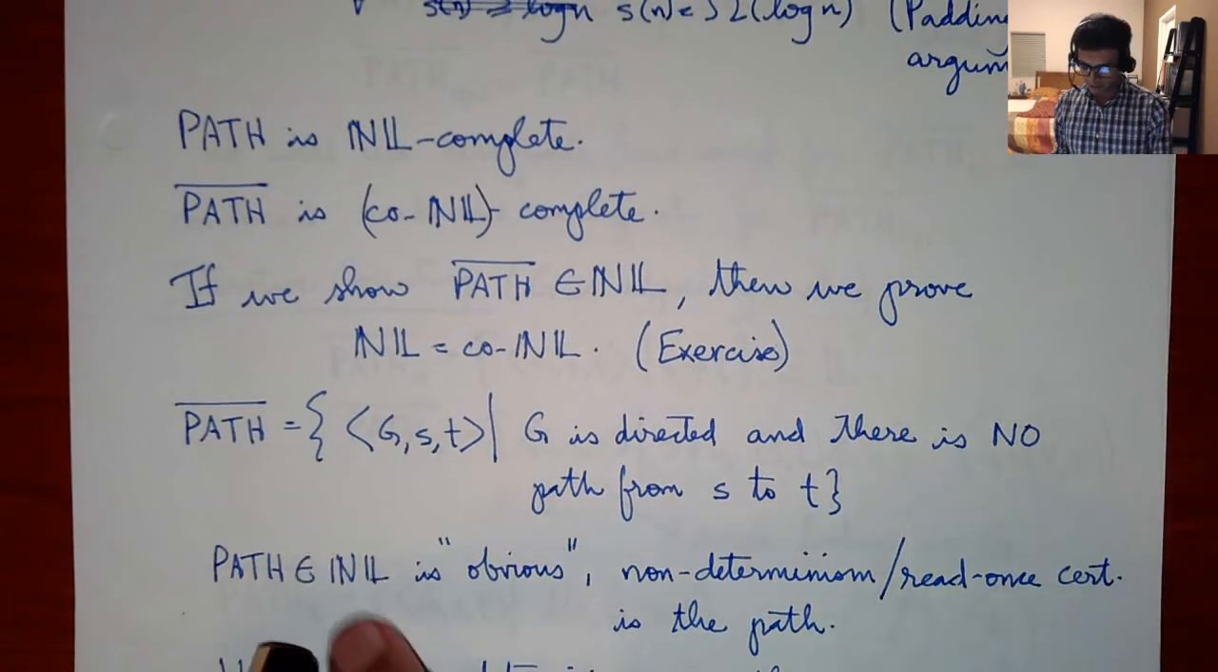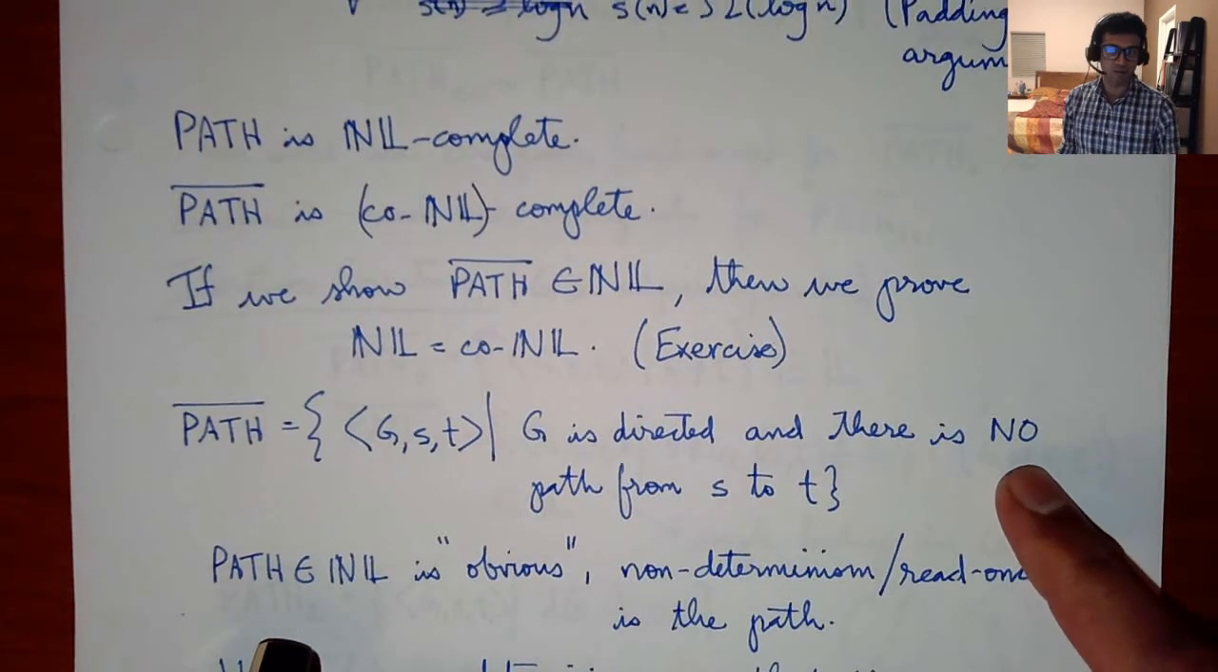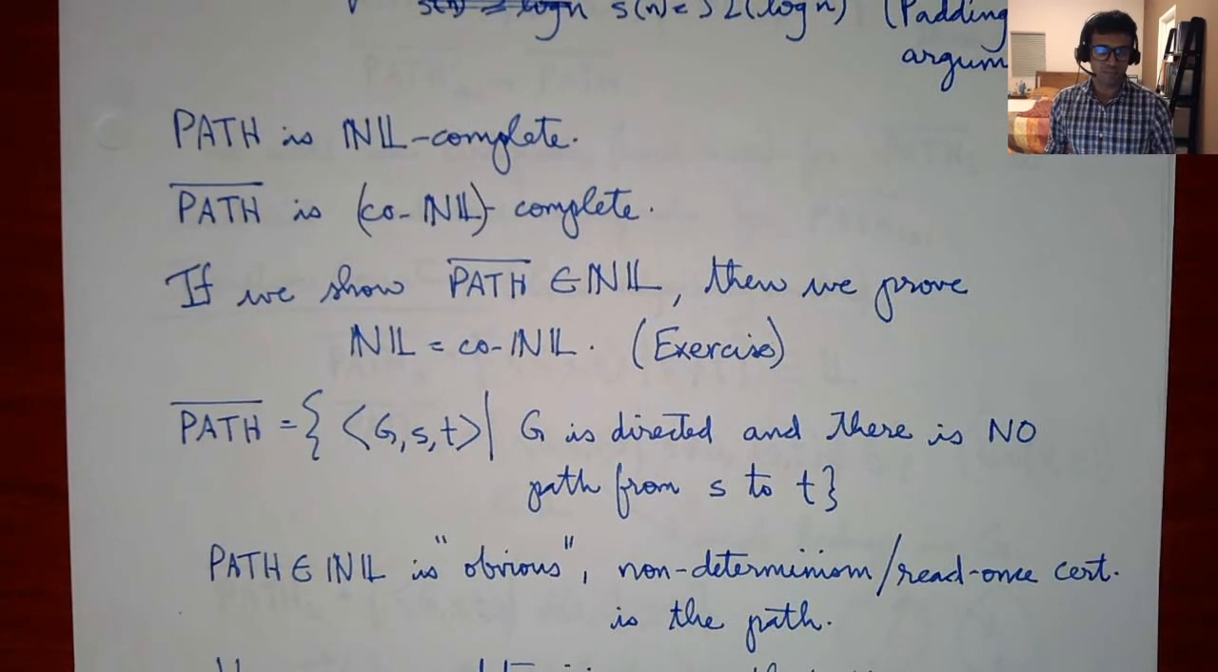When the input is in path, then there is a path from S to T. The non-determinism is simply the path. And we can also think of non-determinism in terms of a read once certificate, as we discussed. So the read once certificate would just be the path. Think of a certificate that you can read only once, and at every step you look at the next vertex on the path and you follow it down and get to the end.